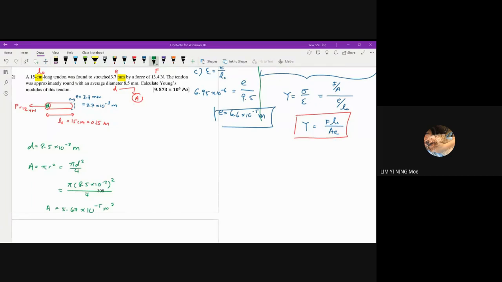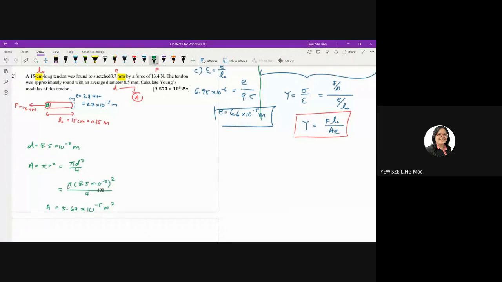Okay, so now that I have A, I can then calculate Young modulus. So Young modulus is equal to F L naught over A E. Okay, so this is what I told you just now. Most of the times we will straight away apply this equation rather than sigma over epsilon.